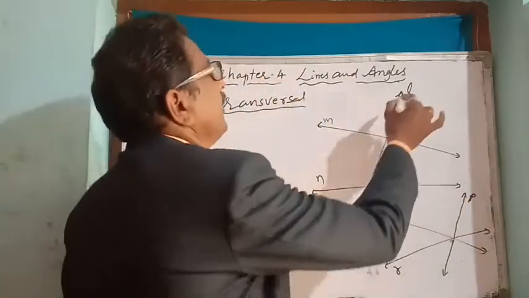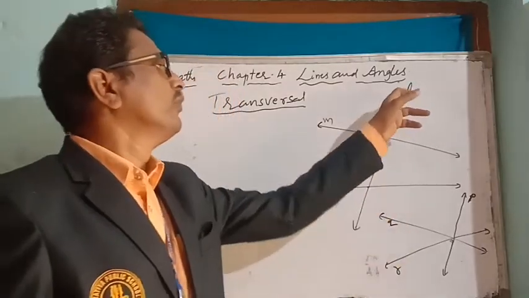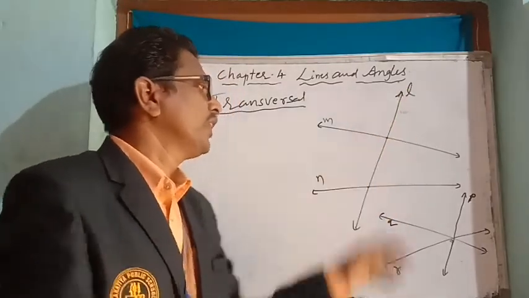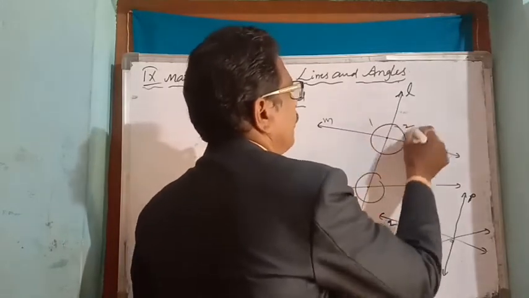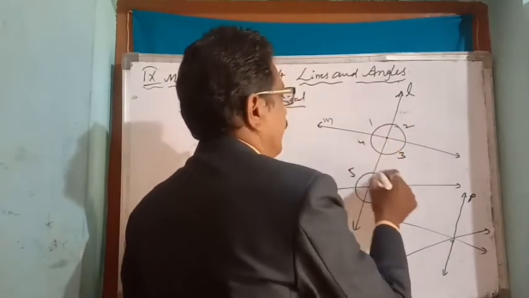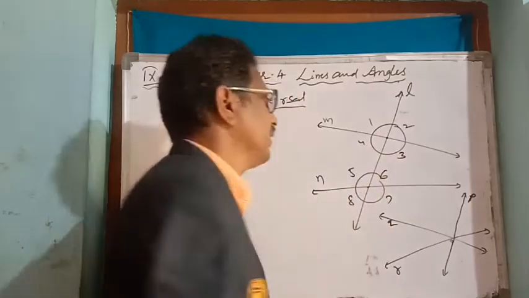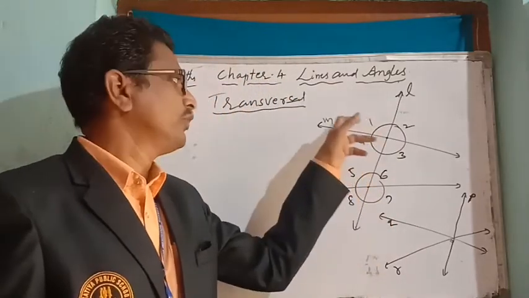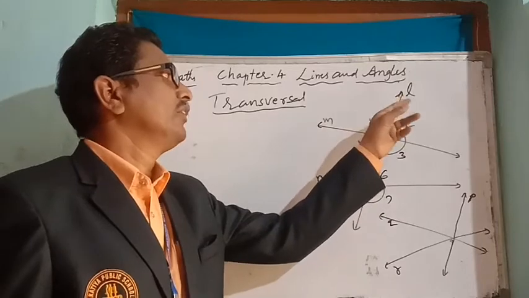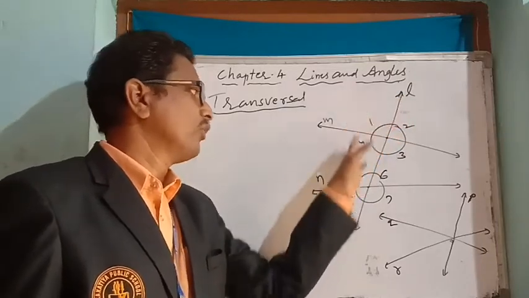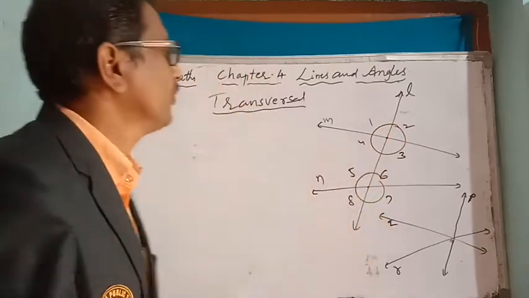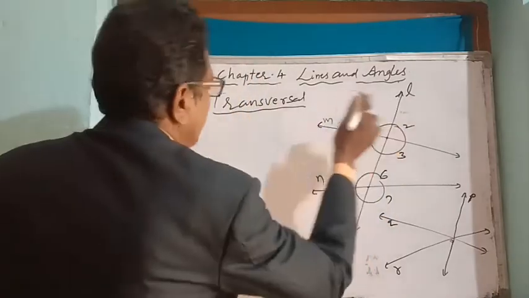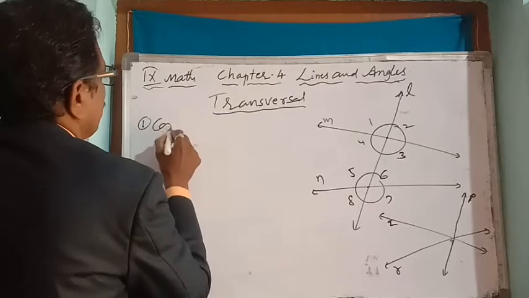When a transversal intersects two lines, 8 angles are formed in total: 1, 2, 3, 4, 5, 6, 7, 8. When it meets the other two lines at distinct points, these 8 angles are formed. So what are the names of those angles? The first one is corresponding angles.